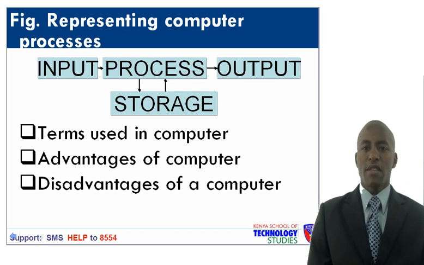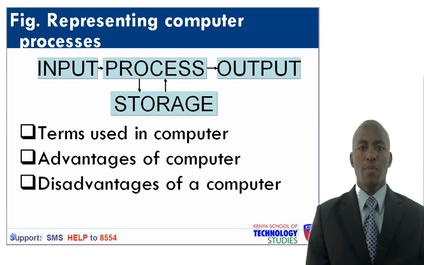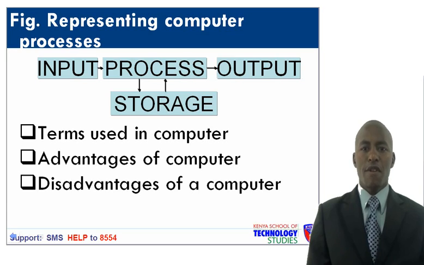Let us now look at advantages of computer. The first one, speed. Computers are very fast in data processing compared to human beings. The other one is complexity. Computers can perform complex arithmetic calculations. Another one is volume. Under volume, computers can hold large amount of data. The other one is security. That is through the use of password for protecting your data or information in computer.